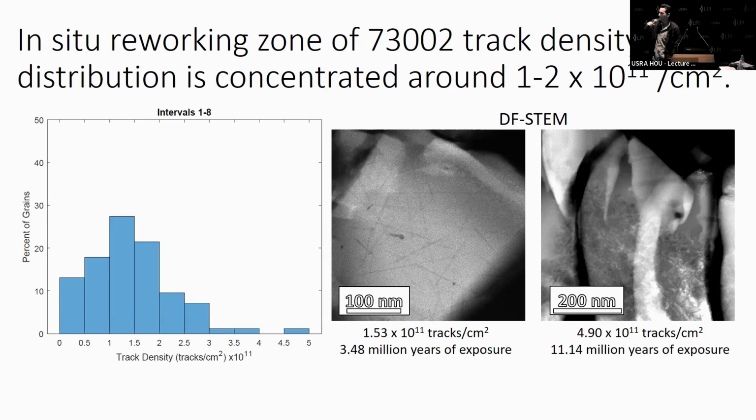And then we have a couple of examples of the track densities we've observed in the TEM. So the center image has a track density corresponding to 3.48 million years of exposure. And then we have our highest track density grain on the right, which corresponds to 11 million years of exposure. Also, you might want to note that the solar wind damaged rim thickness is much larger for that older exposure age grain than the one that's only 3.4 million years.